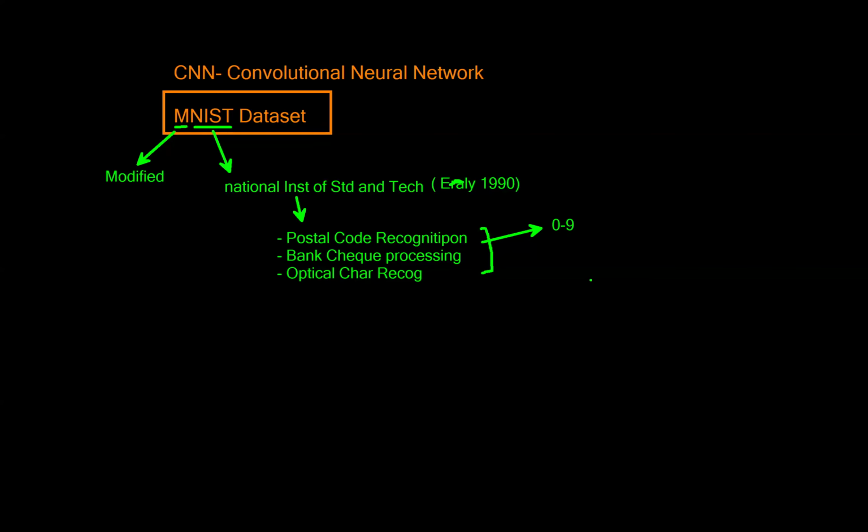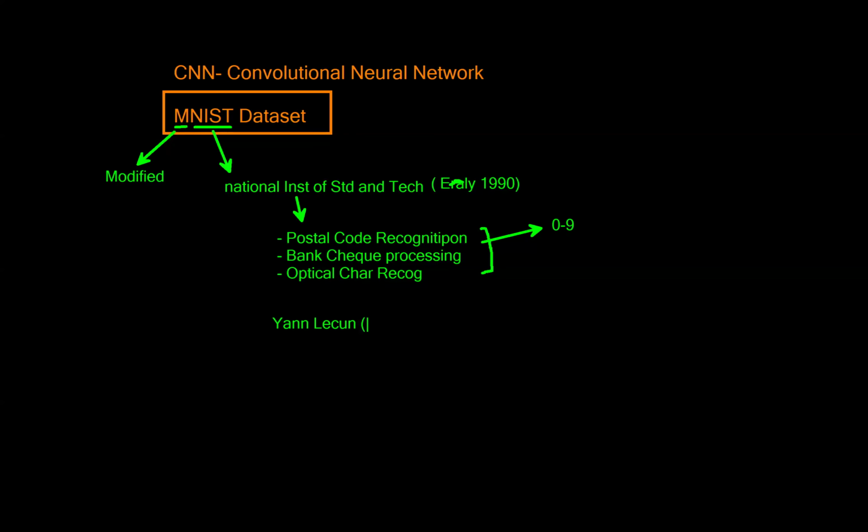Now what happens after this? Who modified the NIST data? A researcher whose name was, I believe, Yann LeCun. This person and his team processed and cleaned the NIST dataset. As part of this cleaning, they cropped the digits tightly, centered the digits in the image, and resized everything to 28 by 28 pixels.